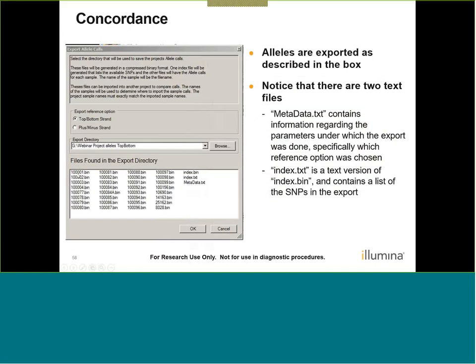And you'll see here that these binary files are named after the samples that you exported. So the directory will contain binary files for each sample that you exported. It will also include an index file which lists the names of the SNPs that were in the project that were exported. There's a binary version and a text version which you can open in Excel or Notepad. And then there's a nice little file called metadata, which actually reminds you which option you chose for the reference option. So if you ever forget, you can just open the metadata file and it will simply tell you.